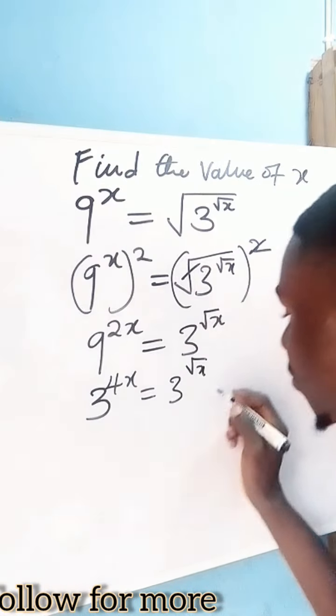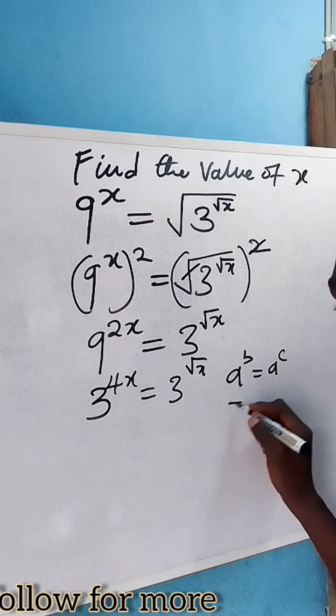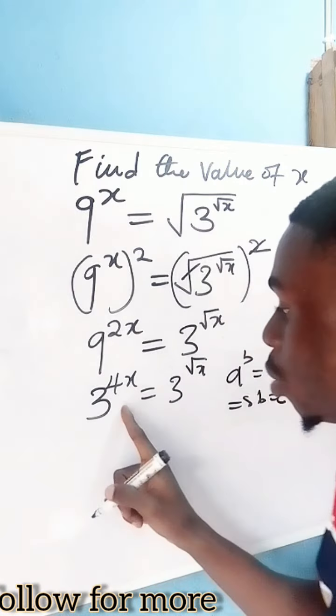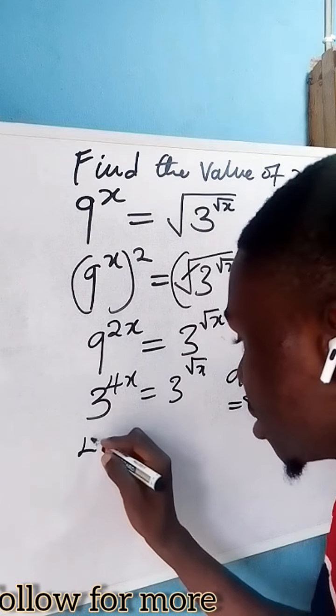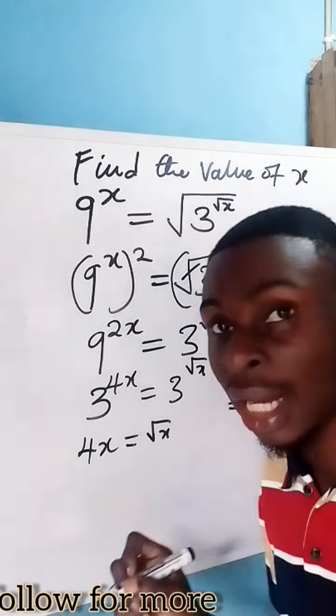Let's apply this law. If you have a to the power of b equal to a to the power of c, this implies that b is equal to c, from the law of indices. So we can equate the powers as 4x equal to the root of x, because the bases are the same.